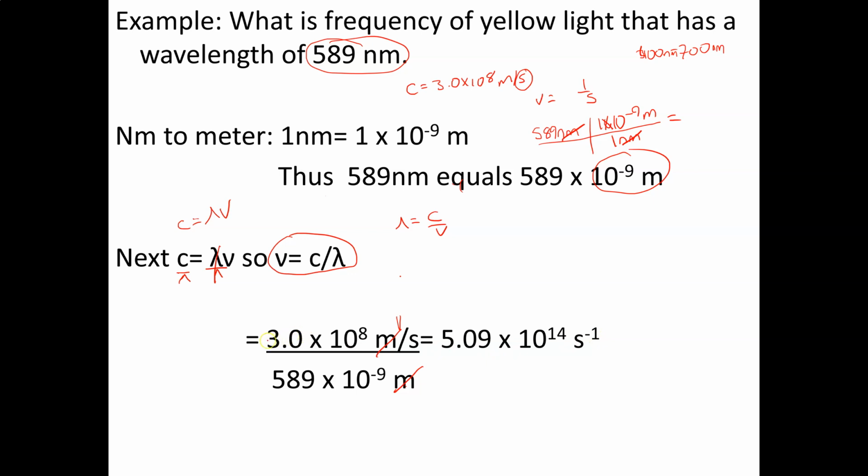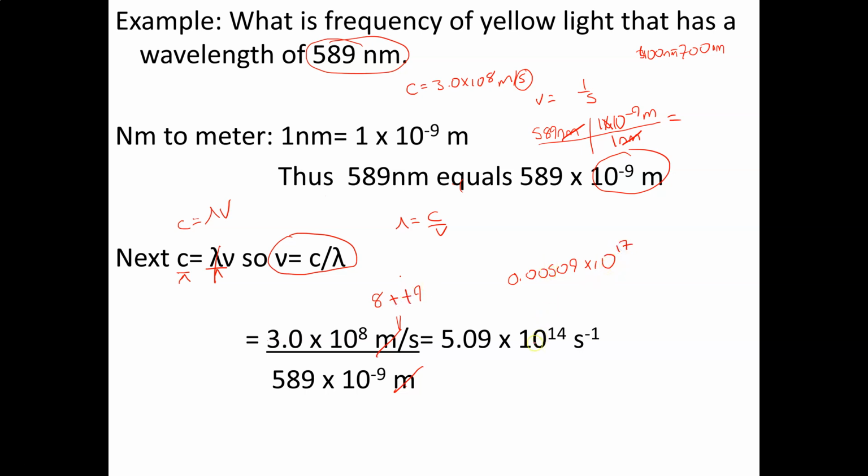So the math now is 3 divided by 589, and then times 10 to the 8 over 10 to the negative 9. If you're not used to using a calculator for exponents, the best way to do this is just take the 3 divided by 589 in your calculator. So you end up with 0.00509 times 10, and then 8 minus a minus 9, which becomes 10 to the 17th, right?